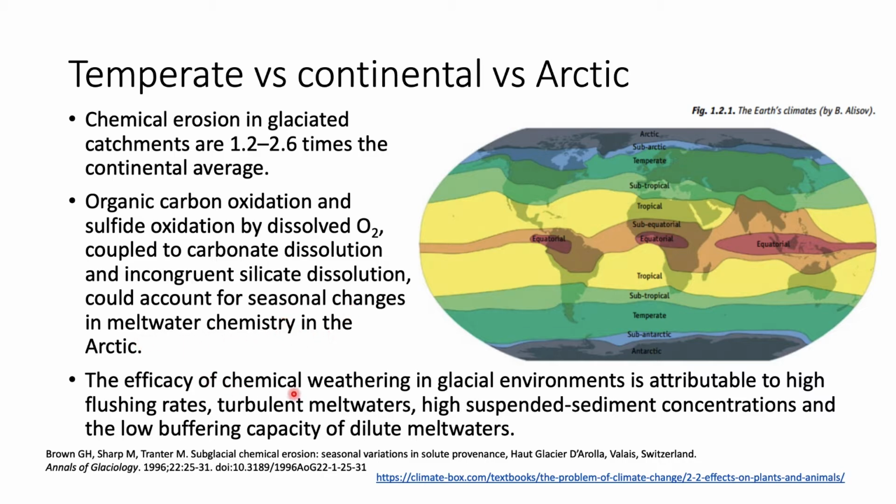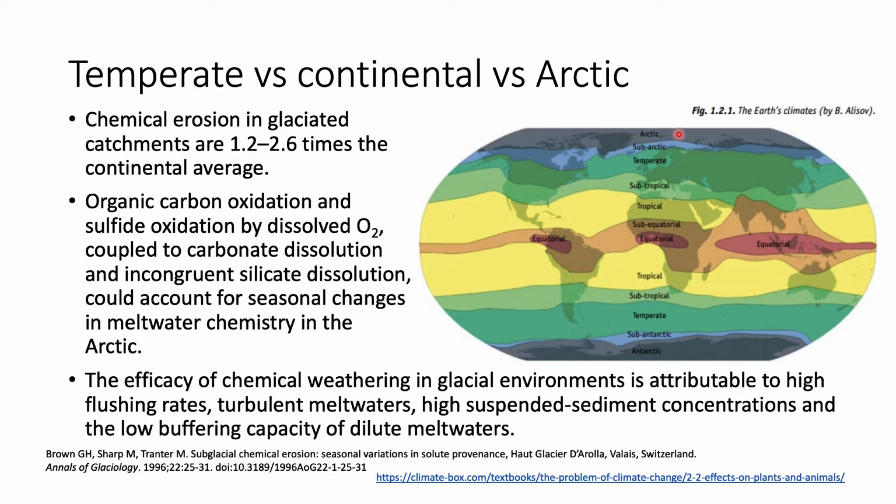The efficacy of chemical weathering in a glacial environment is due to high flushing rates, turbulent meltwaters, high suspended sediment concentration, and low buffering capacity of dilute meltwater. So these are all the various regions.